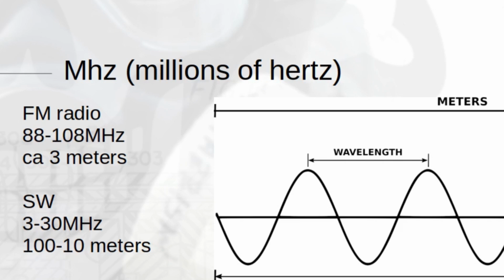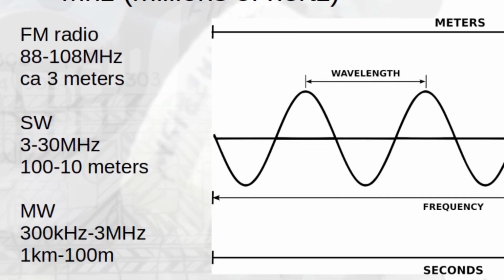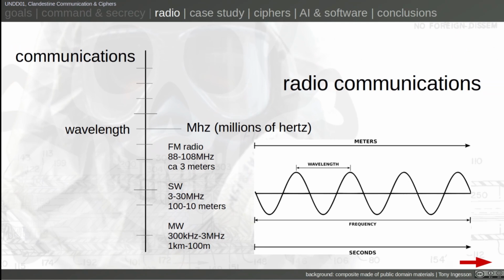But if we go all the way down to medium wave, which is even lower frequency, this goes between 300 kilohertz, which is 300,000 hertz, all the way up to 3 megahertz, which is 3 million hertz. So at 300 kilohertz, the wavelength is almost 1,000 meters, whereas 3 megahertz means that the wave is 100 meters long. And the reason this is useful to know is because the frequency and the wavelength has a direct relation to the kind of antenna you need to use to be able to receive these different signals.